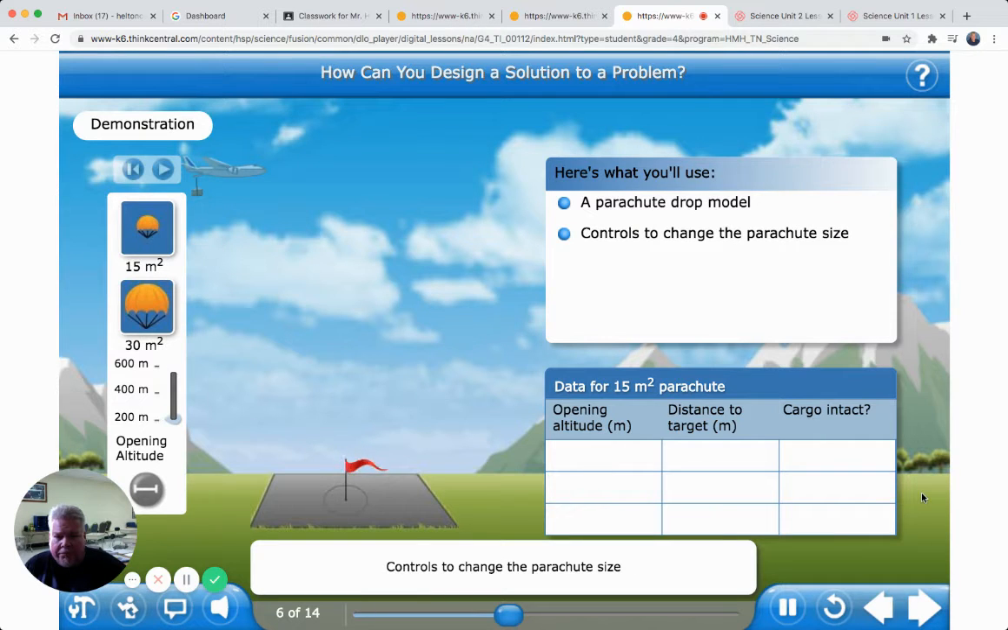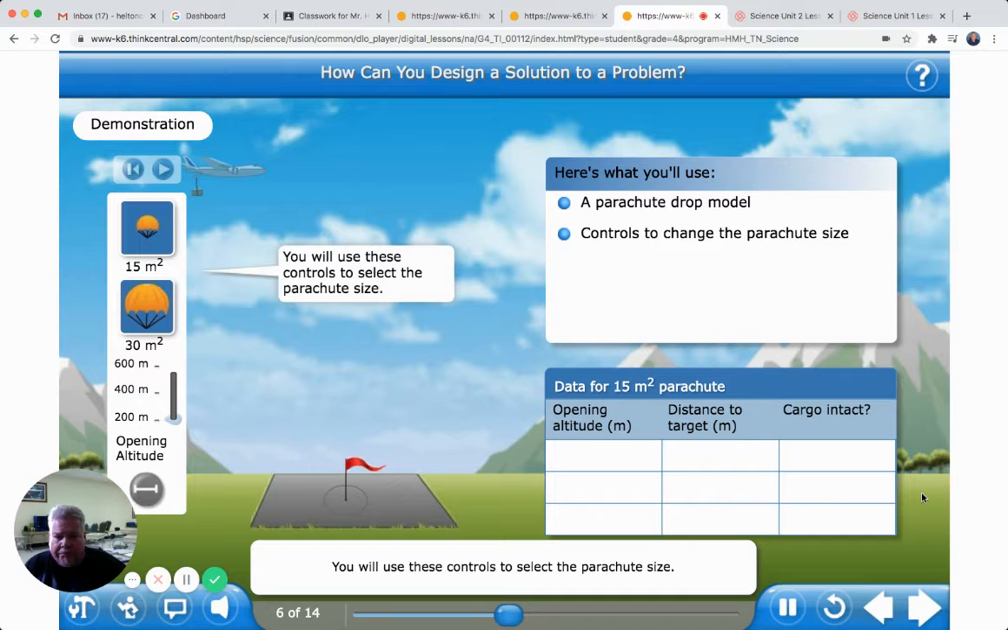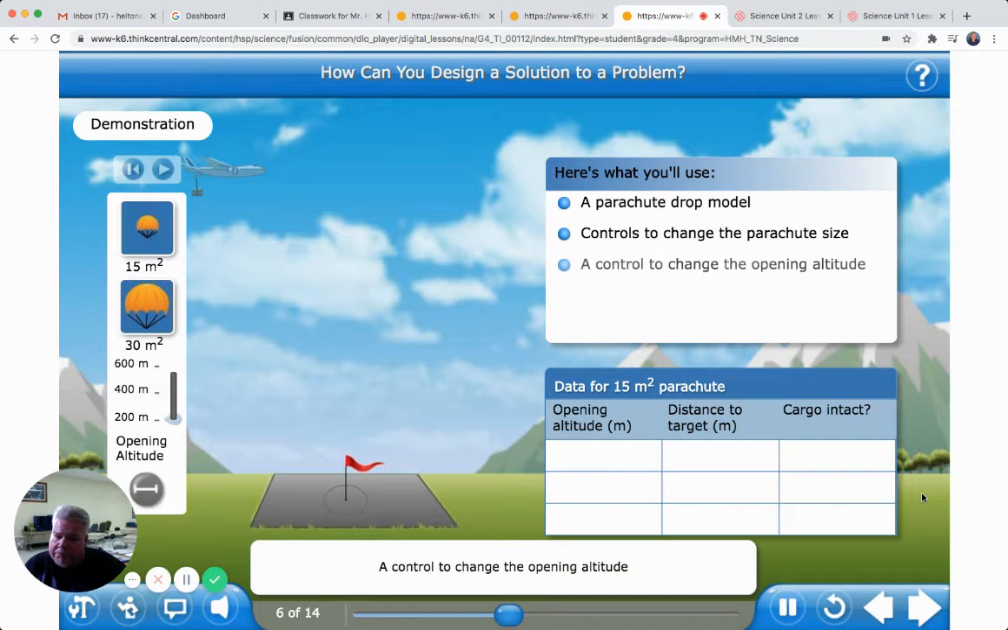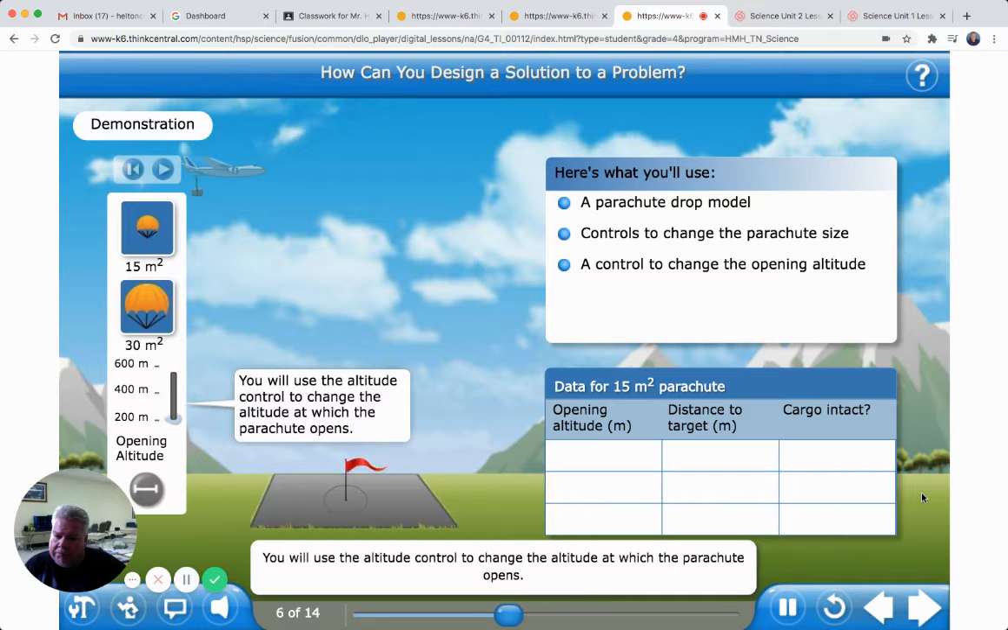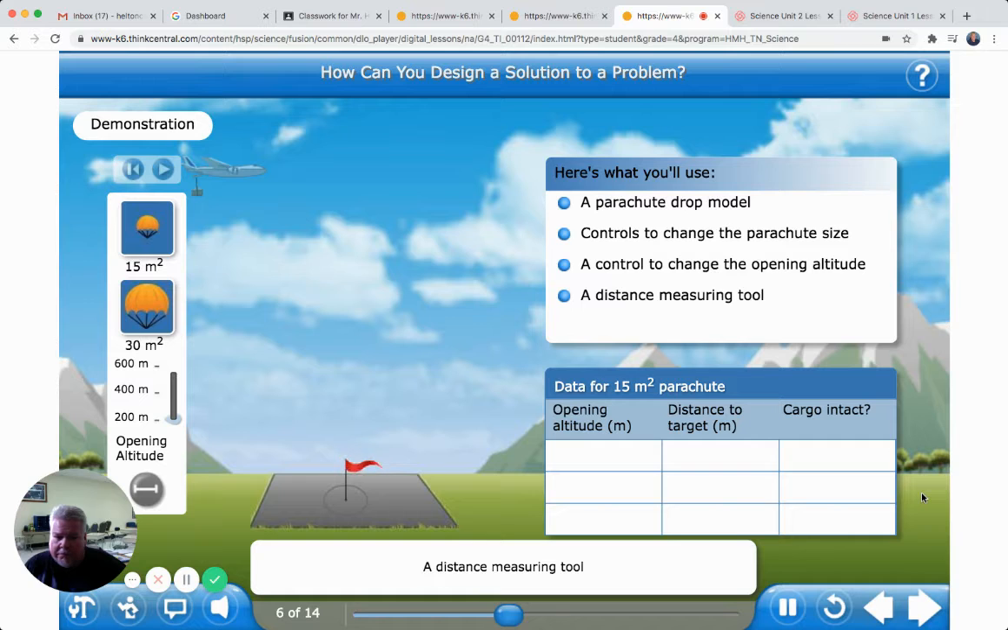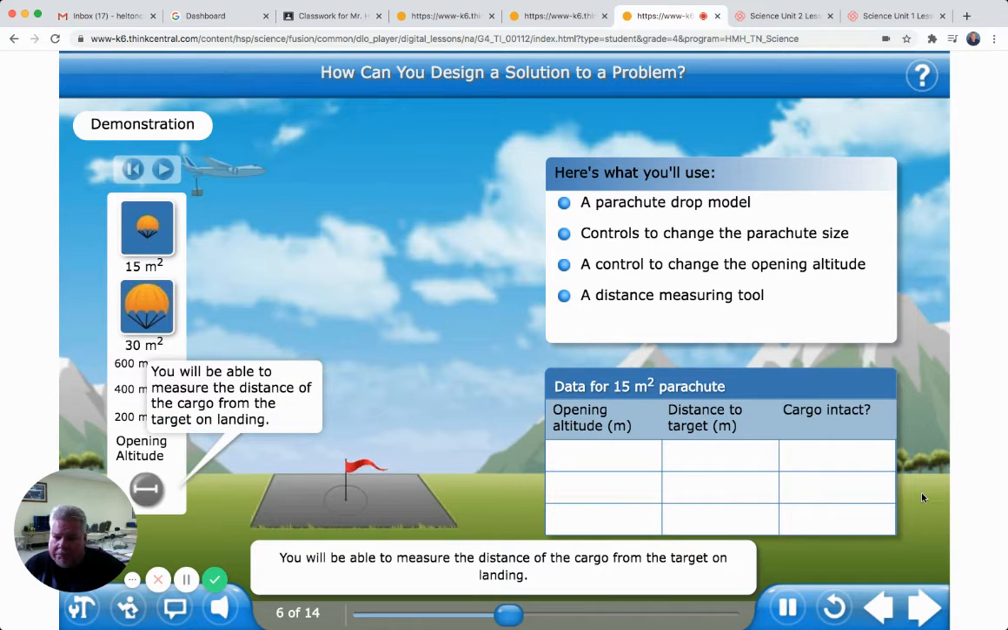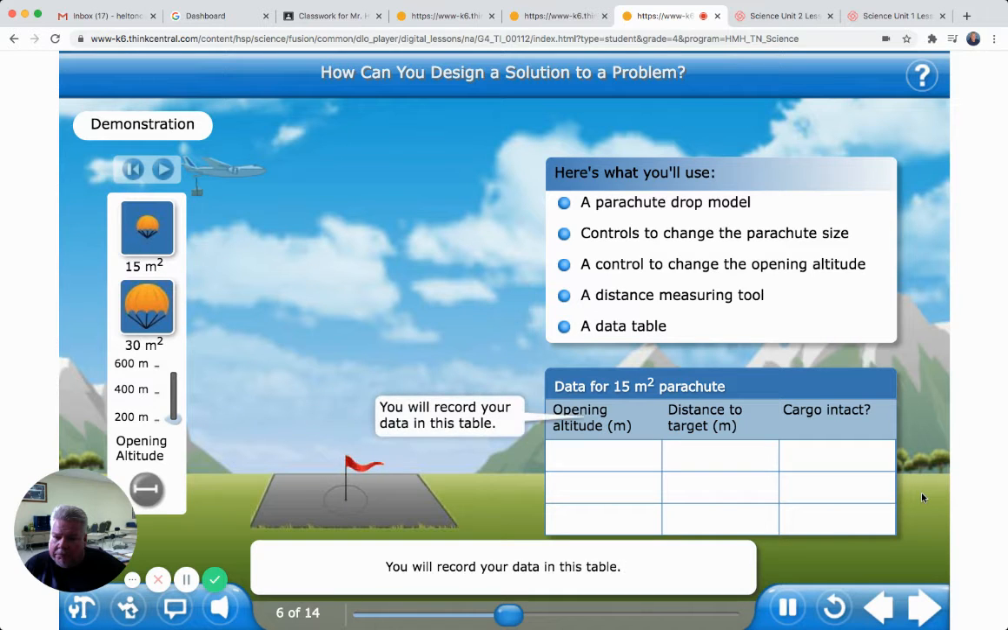Controls to change the parachute size. You will use these controls to select the parachute size. A control to change the opening altitude. You will use the altitude control to change the altitude at which the parachute opens. A distance measuring tool. You will be able to measure the distance of the cargo from the target on landing. A data table. You will record your data in this table.